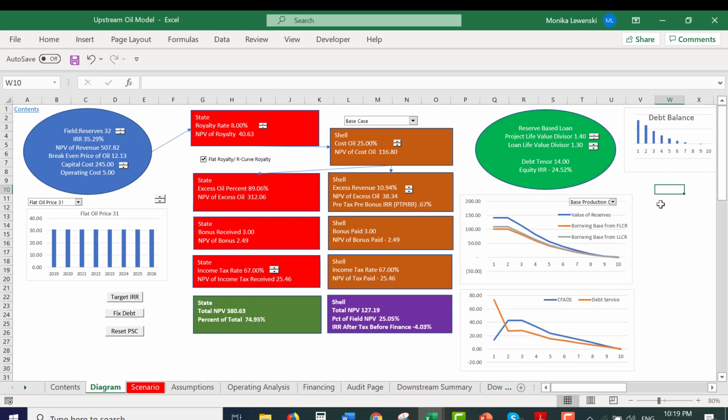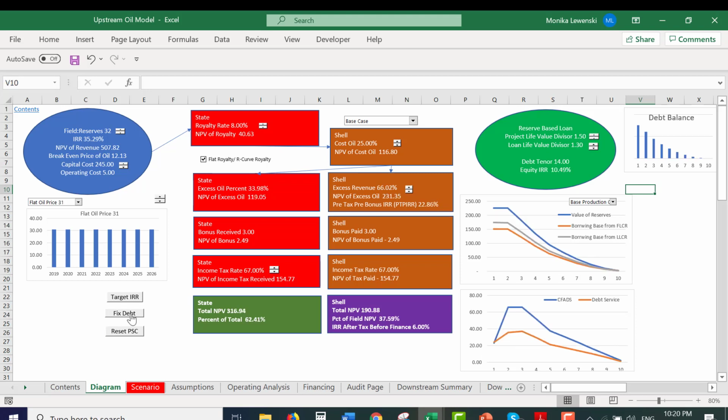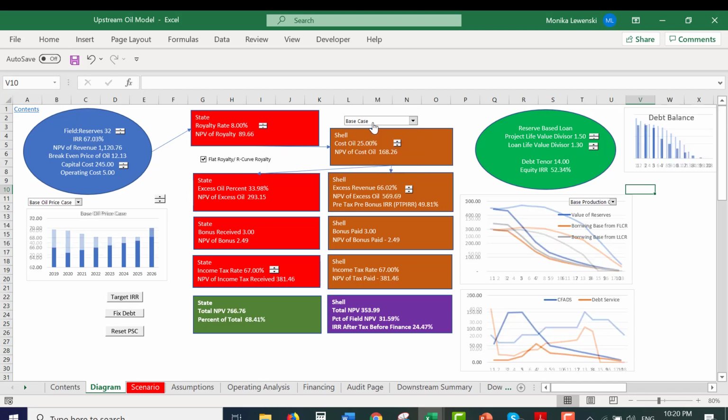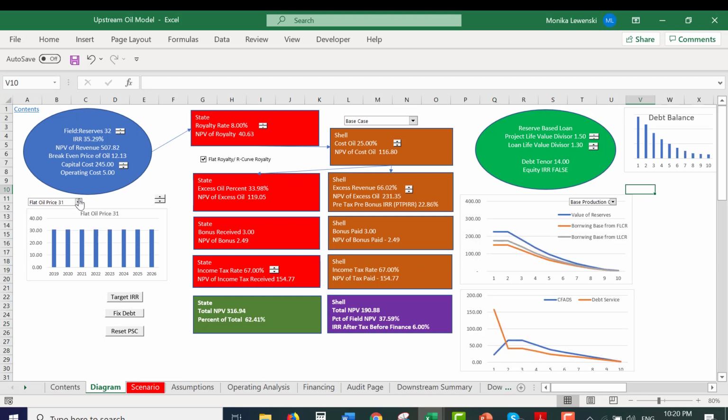The other thing I think I really should put in here is these things. If I would say, okay, I want to be a little bit safer, I'd put this up, and then I'd fix the debt. Oops, let's put the base case back in. I thought last time it worked. I'm going to pretend that we set the oil based on this, and we fix the debt. And now we're going to put a much, much lower oil price in.